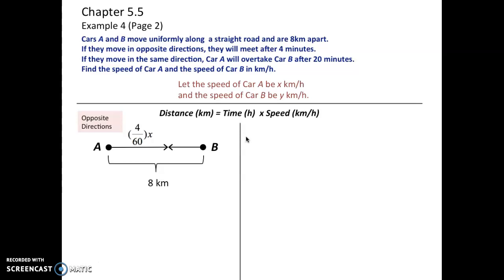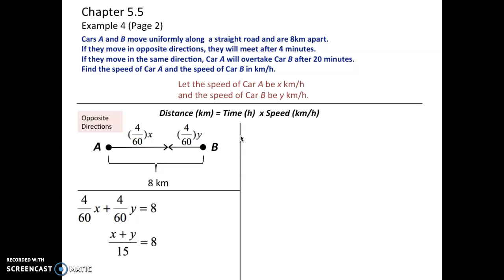Whereas for the distance traveled by car B, it is also 4 minutes. So remember to convert it to hours as well. So we have 4 over 60 multiplied by the speed of car B, which in this case is y. So now that we know the distance traveled by car A and car B, we can now form the equation. So distance of car A plus distance of car B will equate to 8 kilometers in total.